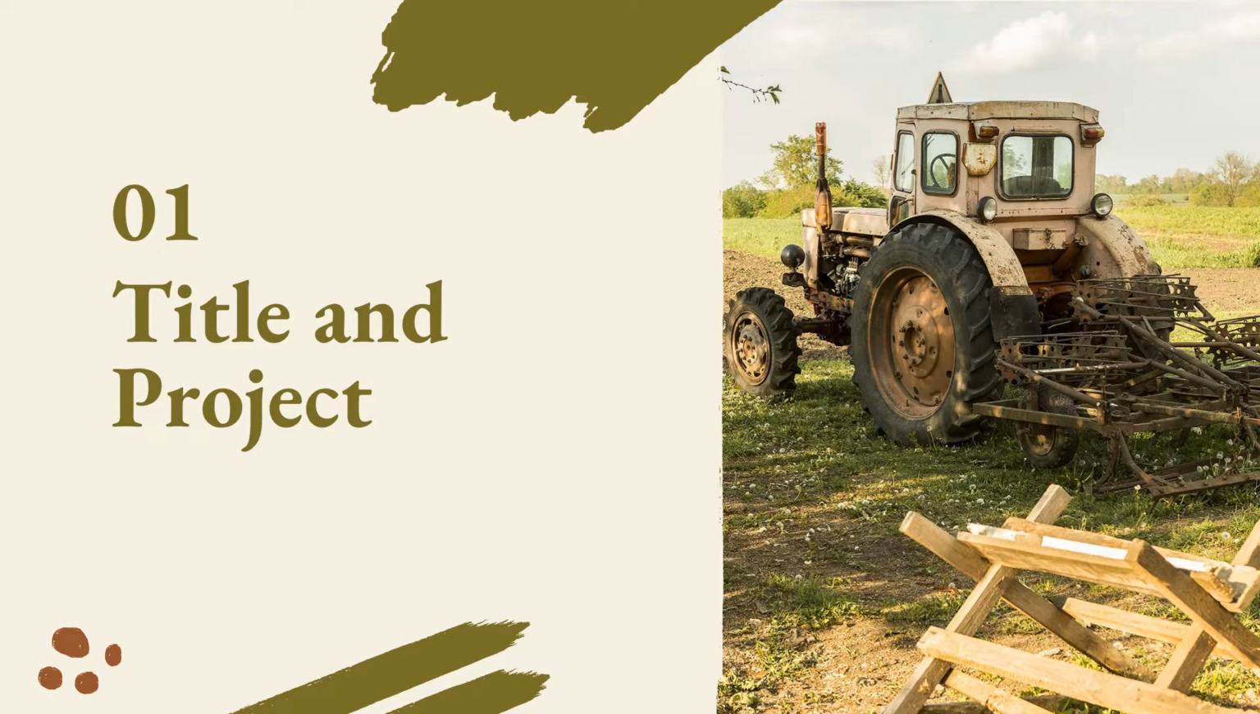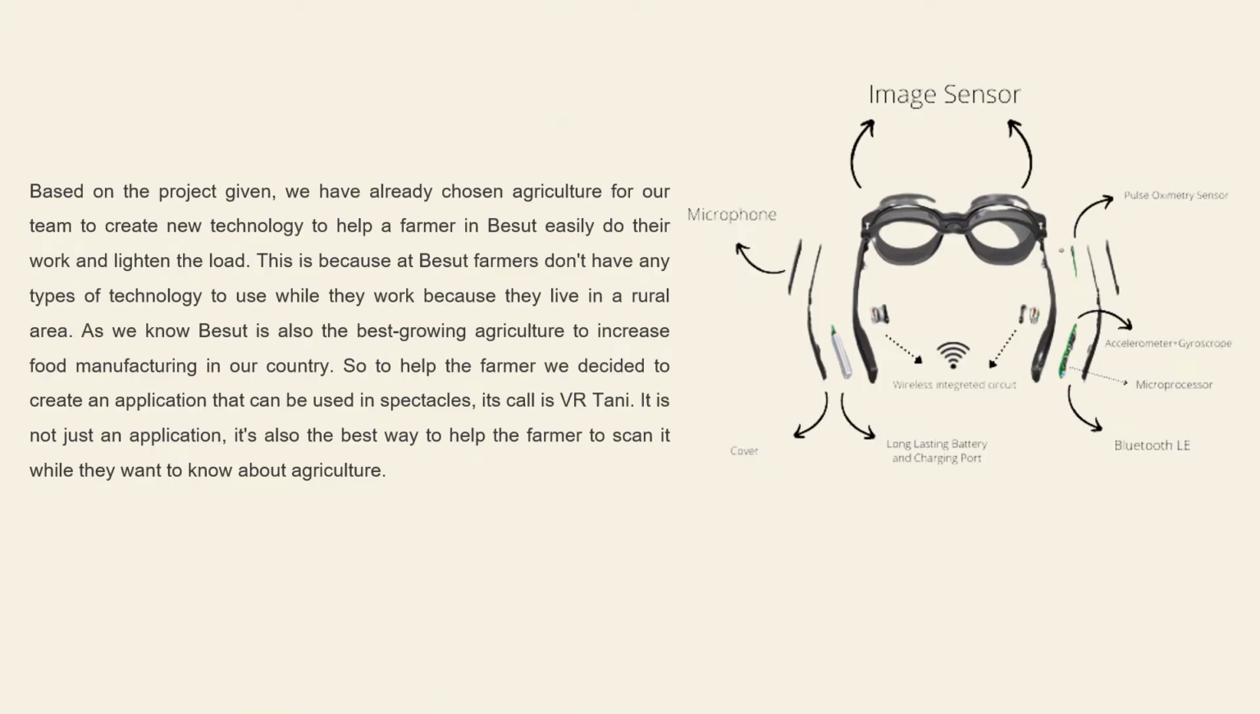So today I want to explain about the title and our project, chosen from the projects given by Puan Maizat. Based on the project given, we have chosen agriculture for our team to create a new technology to help farmers in Besut. This is because the Besut farmers don't have any type of technology to use while they work, because they live in a rural area. As we know, Besut is also the best growing agriculture area to increase food manufacturing in our country.